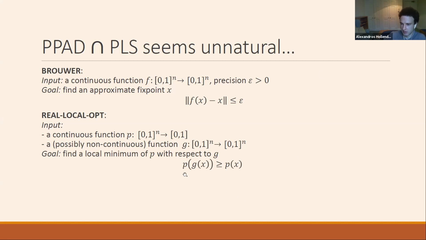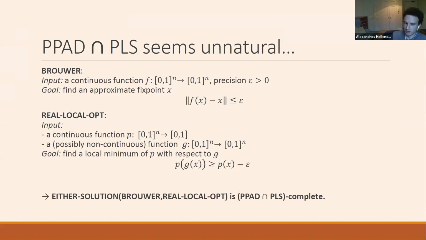What does that mean formally? It means find a point x such that the potential value, if we apply G, is not less than if we just stay at x. And again, when we formalize this, we have to add a small epsilon there. But you can think of this as a local search with the help of G, essentially, trying to minimize P with the help of G. And if you end up at a point where G no longer helps you to optimize it, that is a solution. So this is known to be PLS complete. And so by the previous slide, it follows that the problem "either solution of Brouwer or real local opt" is complete for this class PPAD intersection PLS.